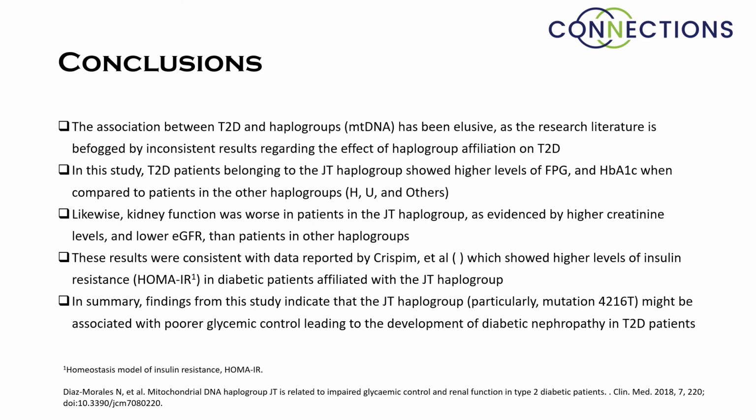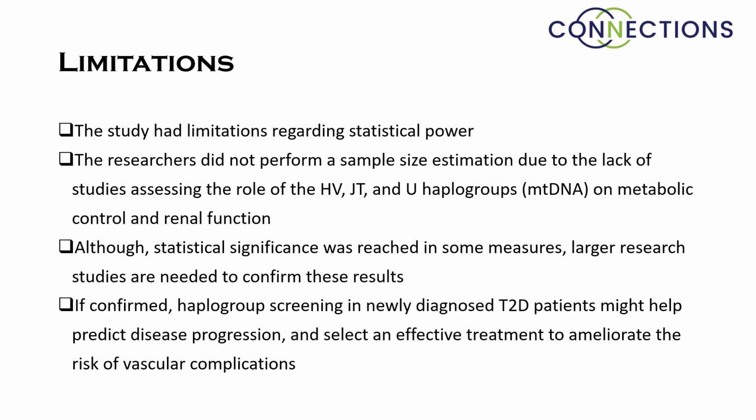These results were consistent with data reported by Crispin et al., which showed higher levels of insulin resistance in diabetic patients affiliated with the JT haplogroup. So this is an independent study that showed similar results. In summary, findings from this study indicate that the JT haplogroup, particularly mutation 4216T, might be associated with poorer glycemic control, leading to the development of diabetic nephropathy in patients with type 2 diabetes. What are some of the limitations of the study?